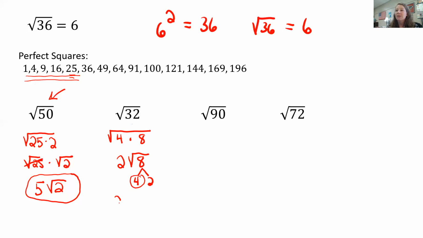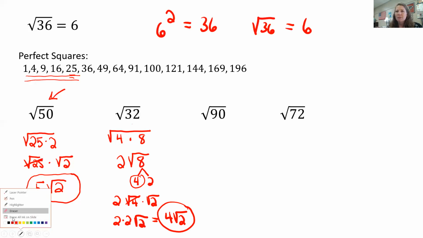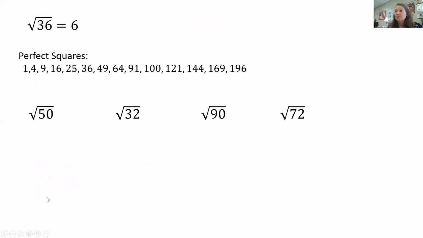So then I would say, okay, the square root of 4 times the square root of 2. The square root of 4 is 2. And I would end up getting 2 times 2 is 4 square roots of 2. All right, so you want to make sure if you have a number left under that radical, that number does not have a factor that is a perfect square. Okay, and I'll talk about that a little bit on the next slide as well.